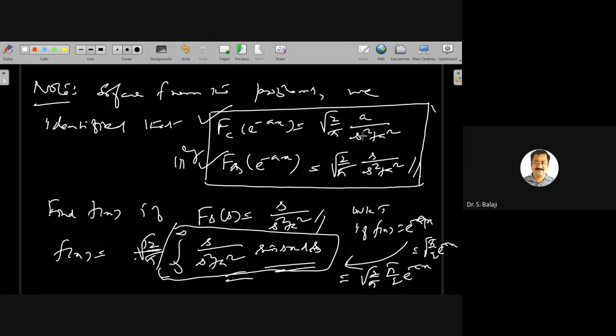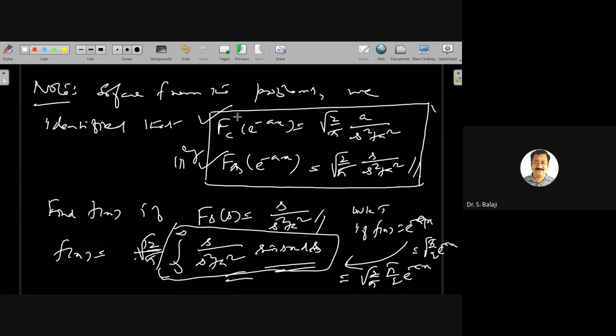The Fourier cosine transform of e power minus ax equals this one, and similarly the Fourier inverse of this one is this one here. You can transform in either manner. Correspondingly, if you change the function to 1 by x square plus a square, your transform will be e power minus as with a constant multiplier, pi by 2 e power minus as.